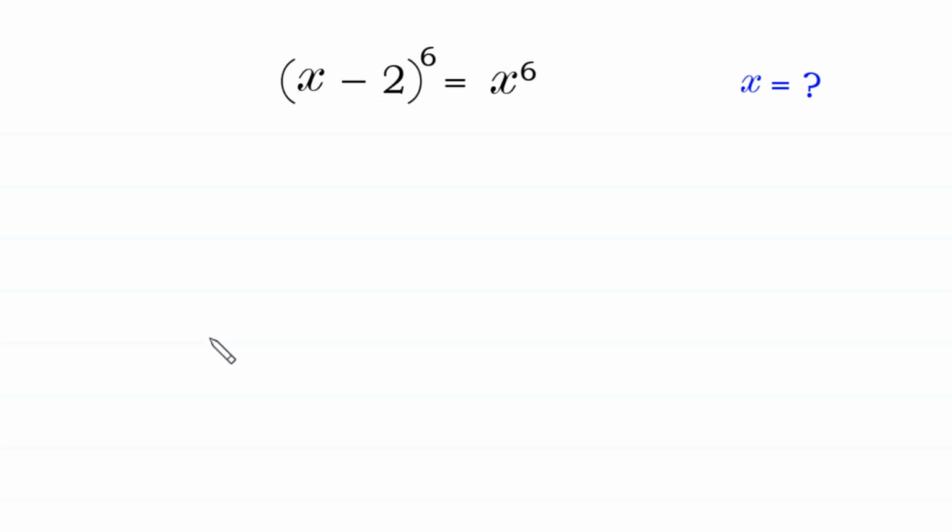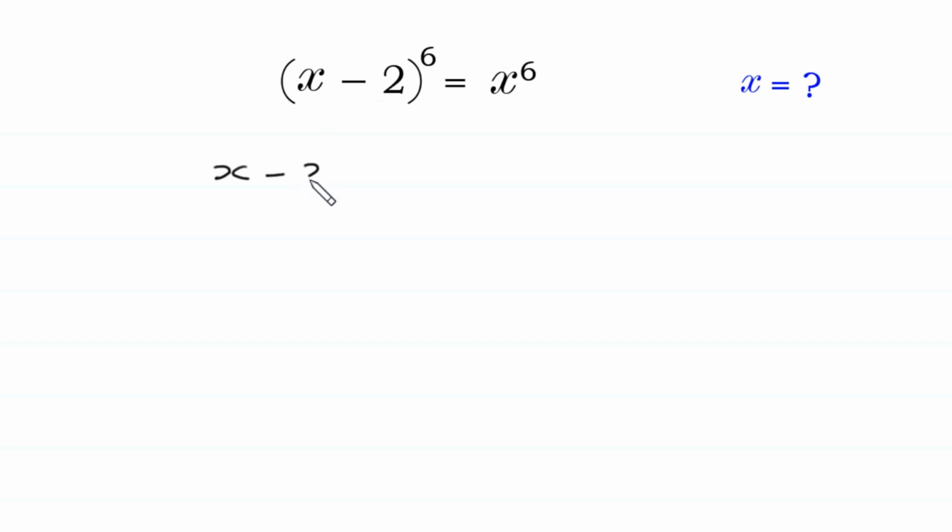Hello, welcome to how to solve this very nice equation for x values. (x - 2)^6 = x^6. First of all, we move this x^6 to the left side.